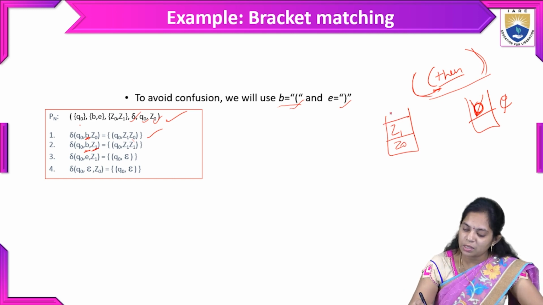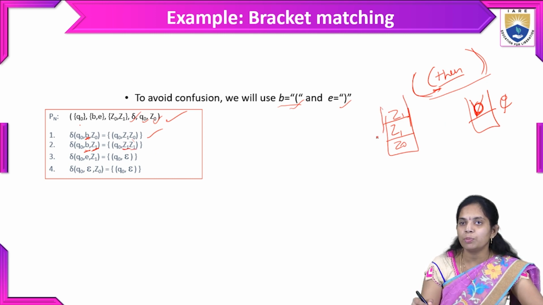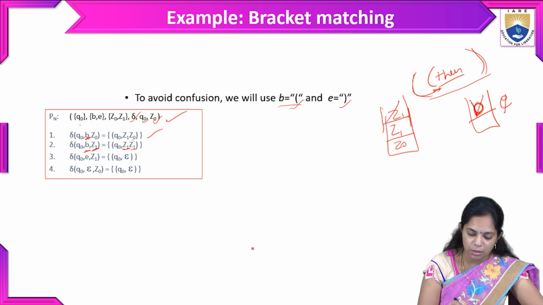So how many times Z1 appears, we have to push that into the stack. So when B appears, we have to push. And whenever E appears, we have to pop. That is the simple logic. And here E appears and the top of the stack symbol is Z1, we have to pop. So this is done.